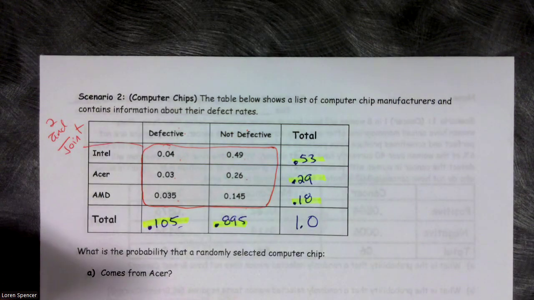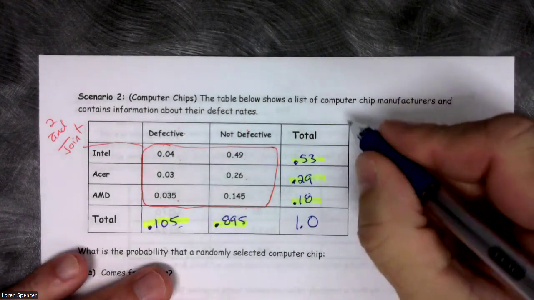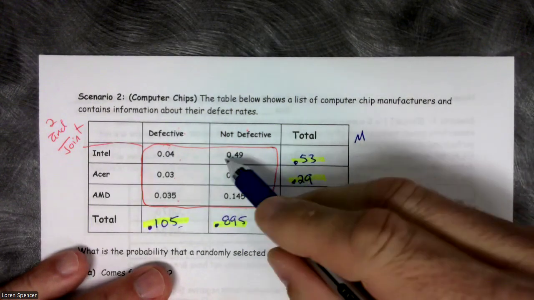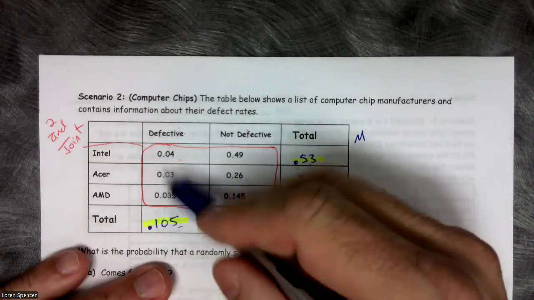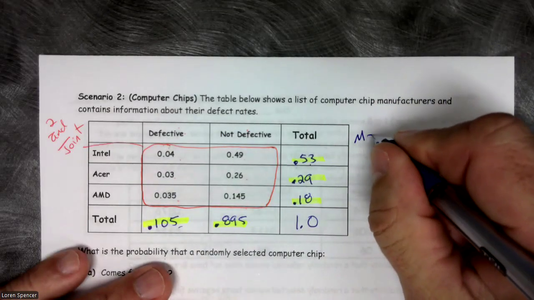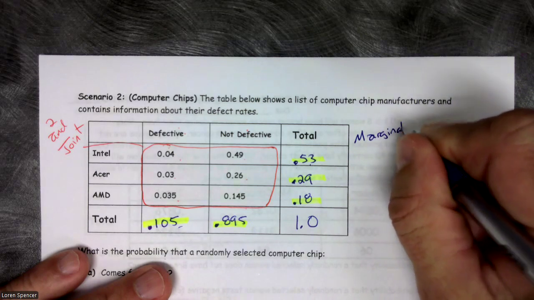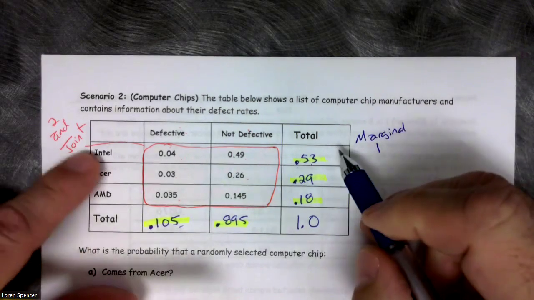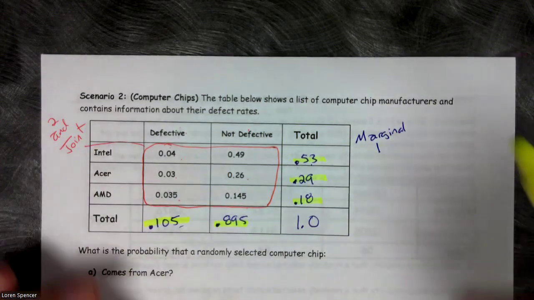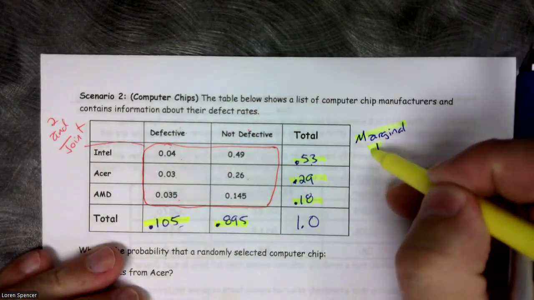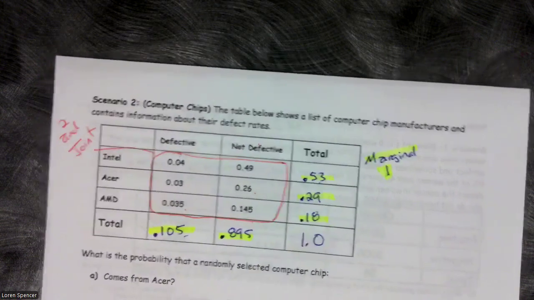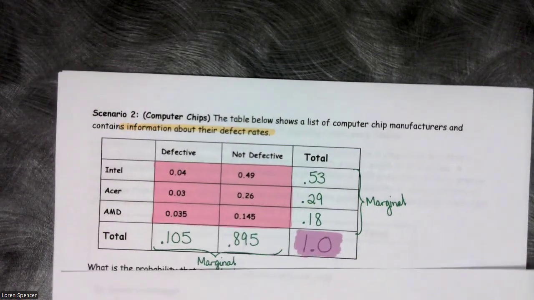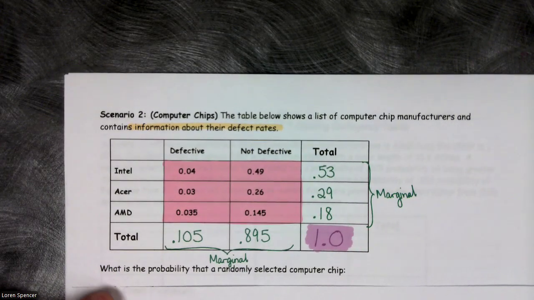So the ones I just highlighted, we don't know whether they're defective or not. We just know they're from Intel. We don't know where these are from. We just know they're defective. So marginal only deals with one variable. Joint deals with two variables. So the marginals are the ones that I highlighted in yellow. Okay. Somewhere over here, I have a better looking view of this. Here it is. Okay, so I added those up, and that was the work done.